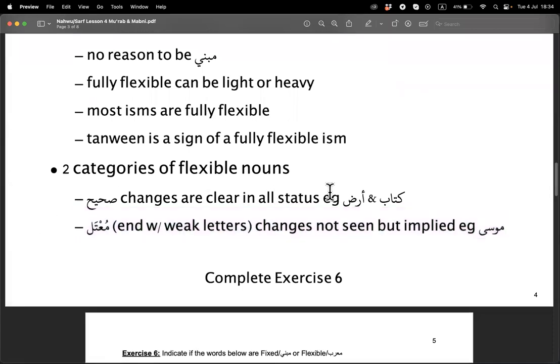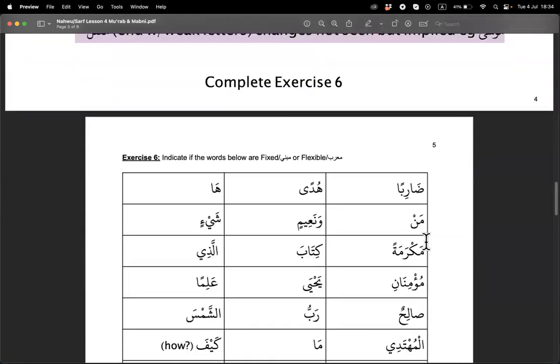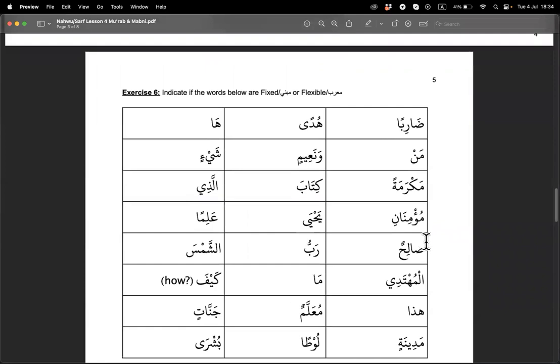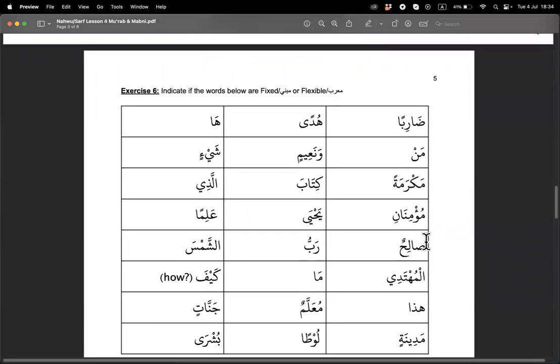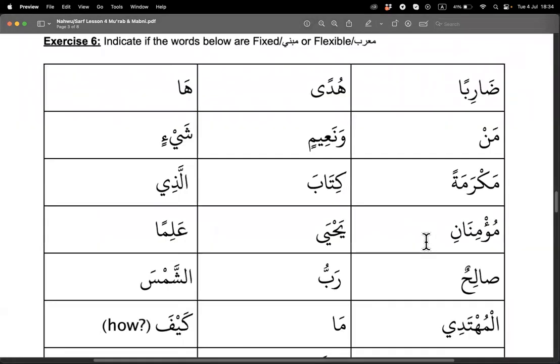Now we will only focus on this kind of isms. Sometimes maybe we will see an example and I will talk about it just in passing, but we won't really learn so much about this right now. Okay, so we see these words. I want you to tell me whether it's mu'rab or mabni.